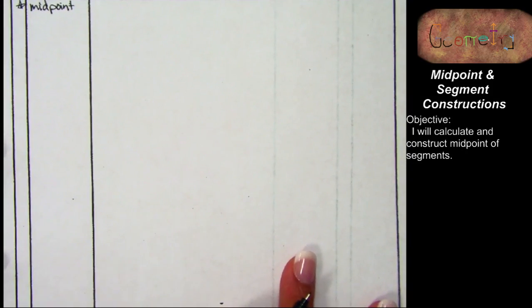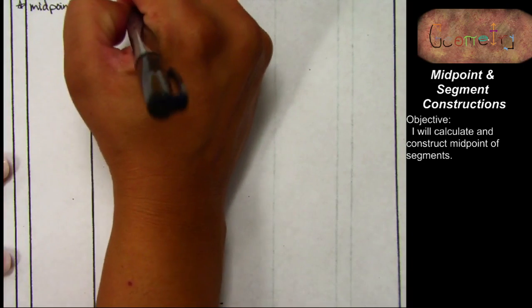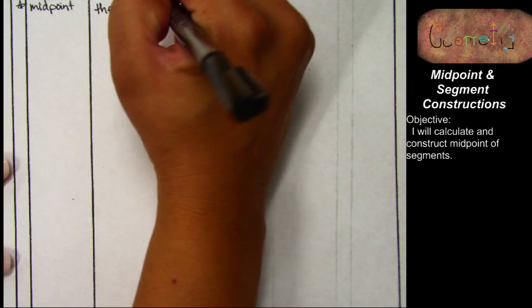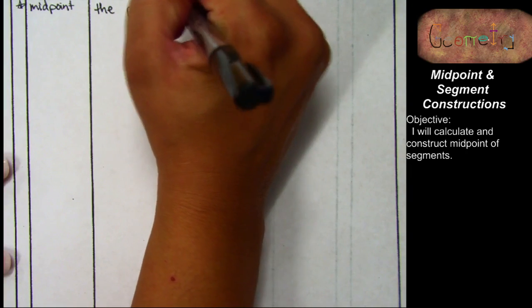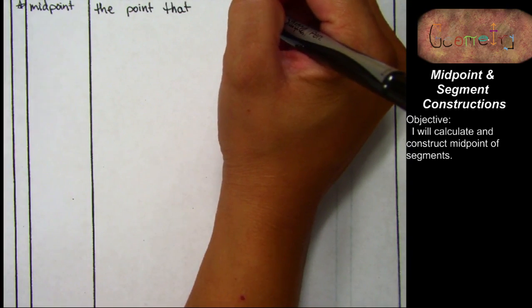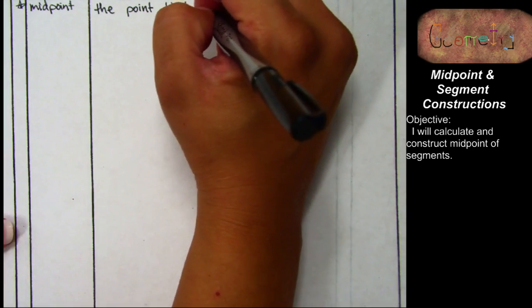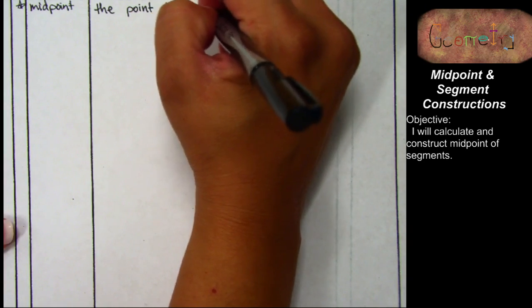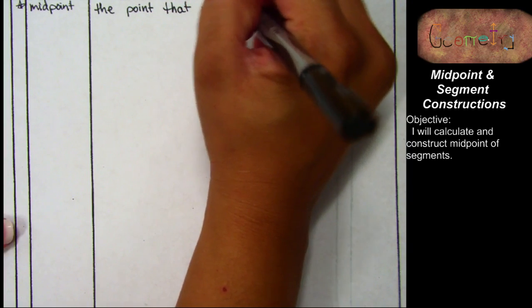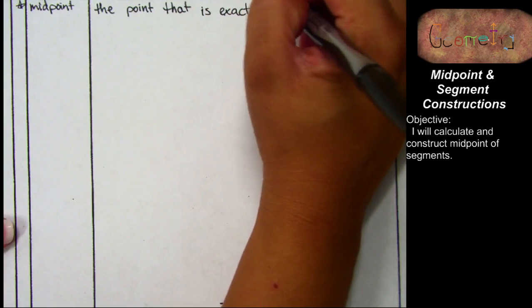What do you think midpoint means? Middle. It's the point in the middle of the line, halfway between the two endpoints. So the midpoint is the point that is exactly halfway between the two other points.